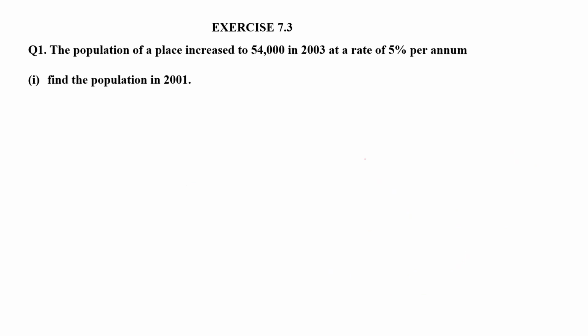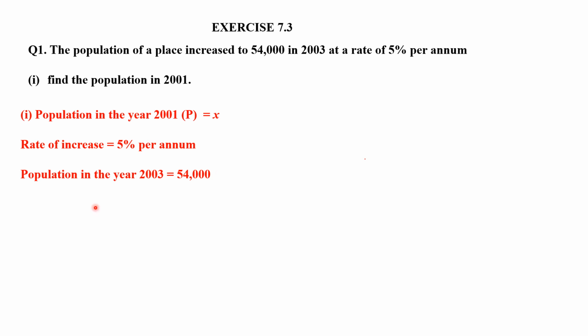So now I am going to do exercise 7.3, question number 1. The population of a place increased to 54,000 in 2003 at a rate of 5% per annum, and you have to find the population in 2001. So here we don't know the population in the year 2001, but I know the population after 2 years. So in this case I will consider my current population be x, rate of increase is 5% per annum, and population in the year 2003 is given as 54,000. And time is 2 years, because from 2001 to 2003 the time is going to be 2 years.